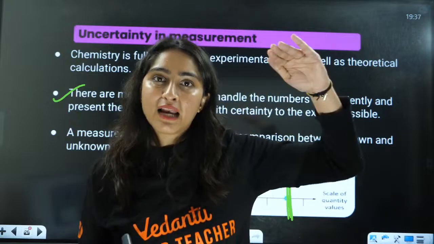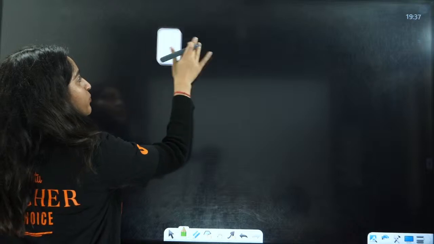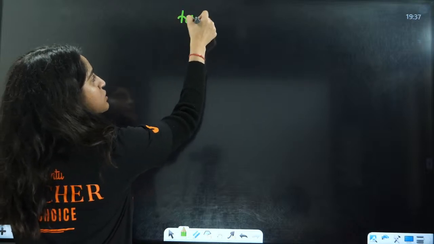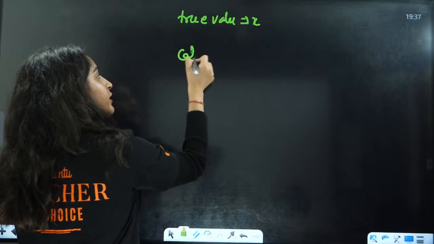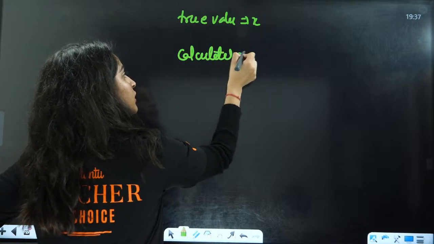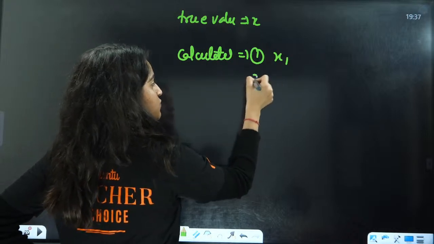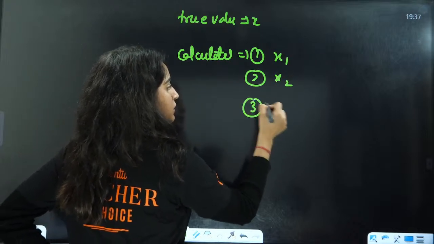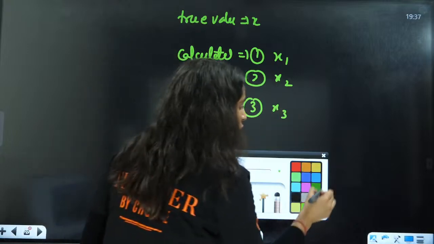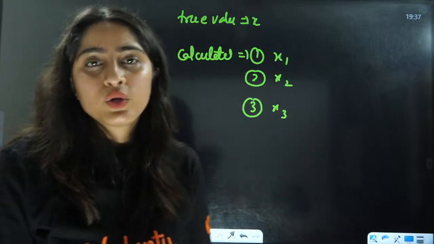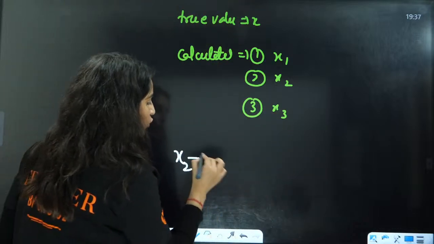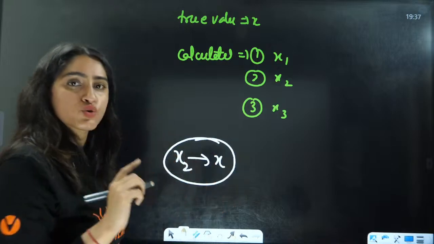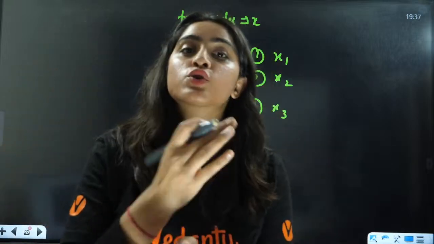Precision means when we calculate many times, for example, you need to calculate the value of x, the true value is x. But you have calculated with the first experiment x1, with the second experiment x2, third experiment you have x3. So now the value that is closer to this x, for example x2 is very close to x, so I will say x2 is the precision value here, it is closer to this.